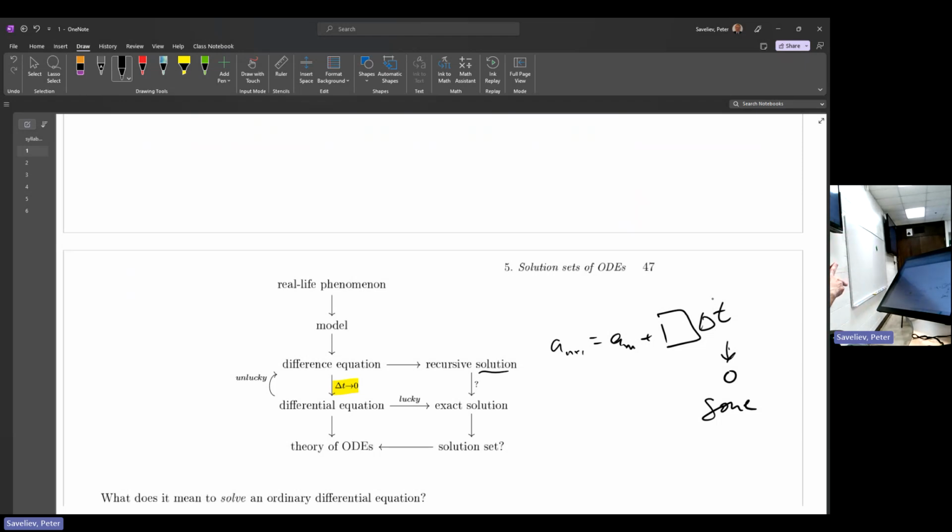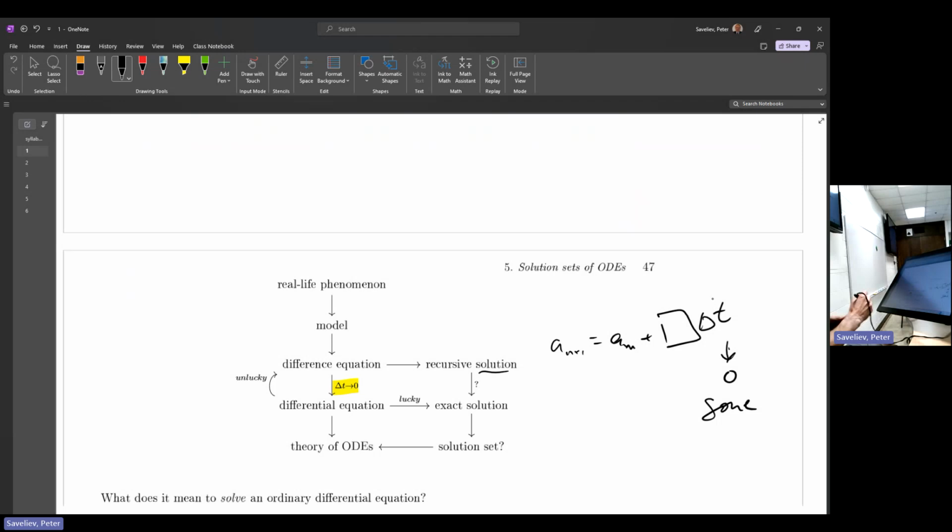We saw a couple of those last time. Remember, for free fall motion, it's quadratic. For population or temperature, it's exponential. But typically you are not lucky, then you go back to difference equations and deal with the incremental solution. How it is related to that continuous behavior maybe is not clear yet. But right now we assume that we're neither lucky nor unlucky here.